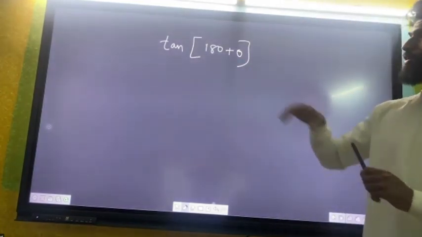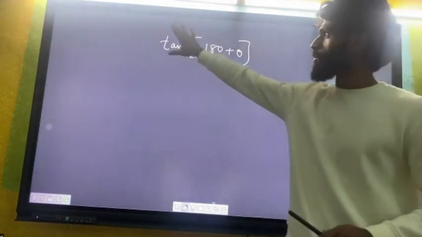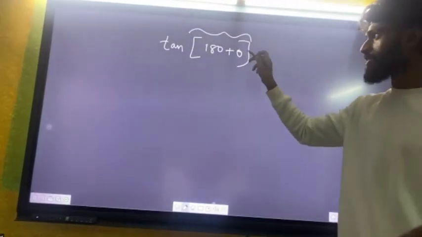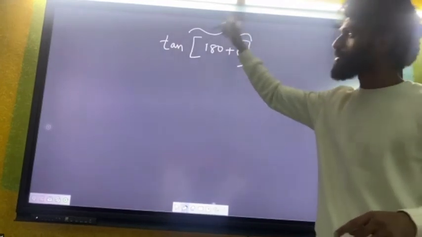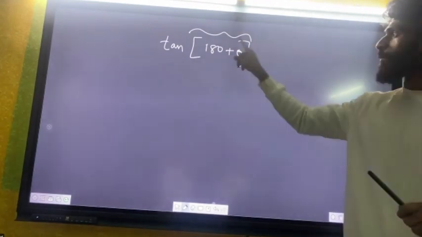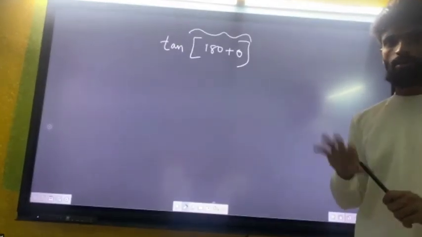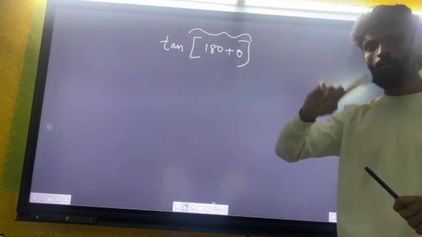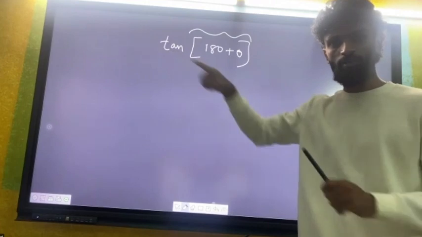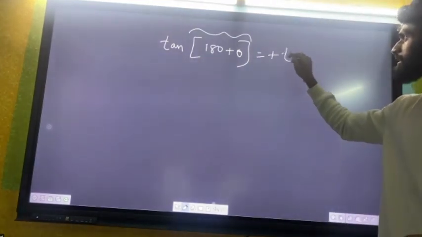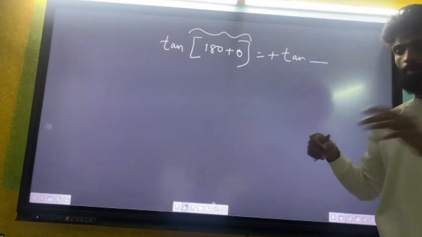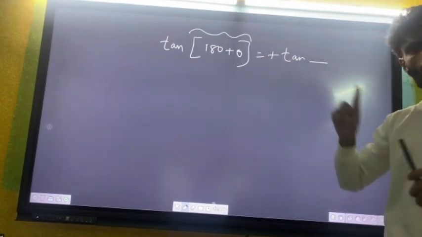Okay. First of all, what should you ignore? You should first look at this part, and then you will think about that part. Always the number first, the bracket first. You tell me 180 plus theta. What quadrant? Third quadrant. In the third quadrant, tan and cot are positive. Look at your question. Is tan positive? So you write plus tan something. Now what is the something? A little later I'll teach you, but it's something.